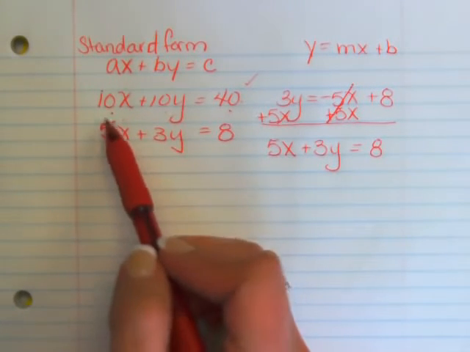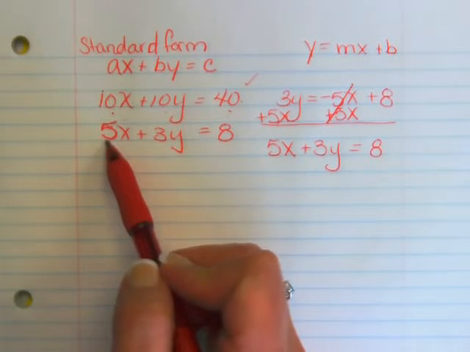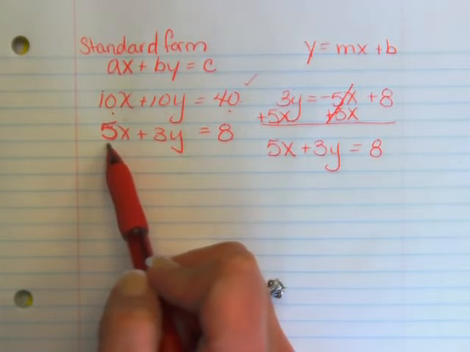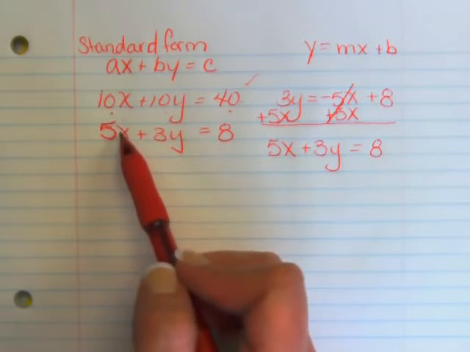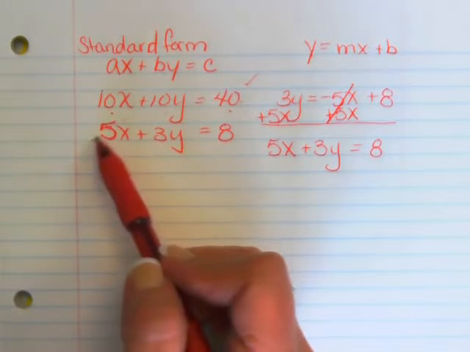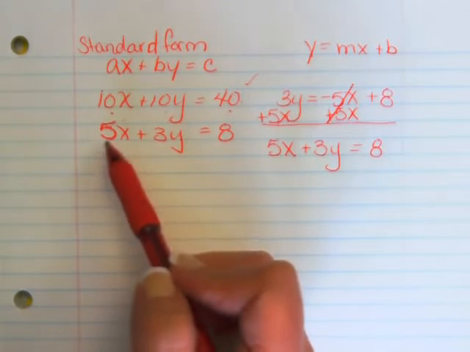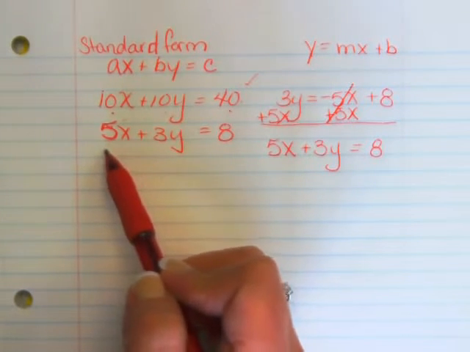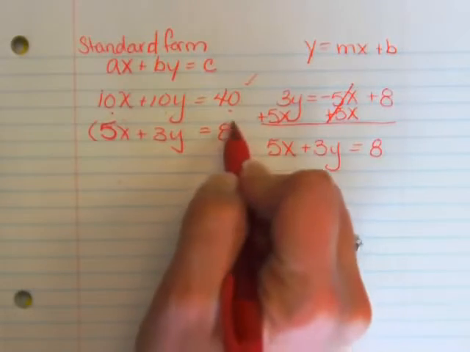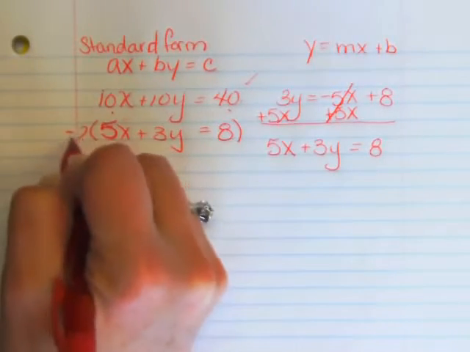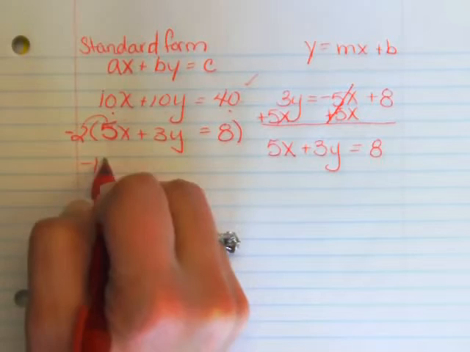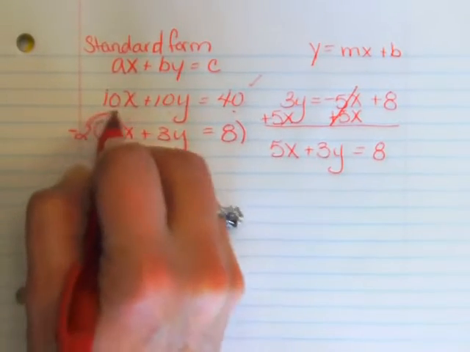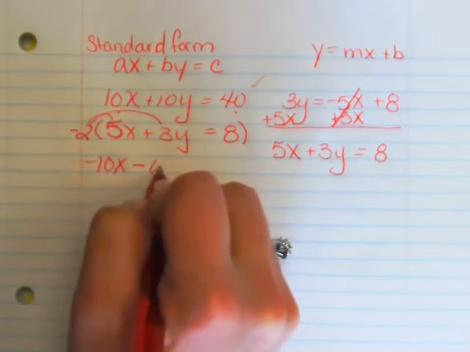So I can't multiply 10 by anything to turn it into 5, but I can multiply 5 by 2 to turn it into 10. But I don't just want to have it be the same coefficient, I want them to be opposite signs. So I need this to be a negative 10. In order to do that, I will multiply the entire equation by negative 2. So make sure you distribute and multiply each term in the equation by negative 2.